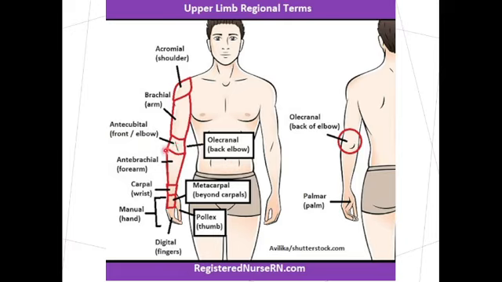Next is the olecranal, which refers to the back of the elbow. The olecranon is the proximal part, or the back part, of the ulna that makes your elbow. So this is the back of your elbow. Next we have manual.